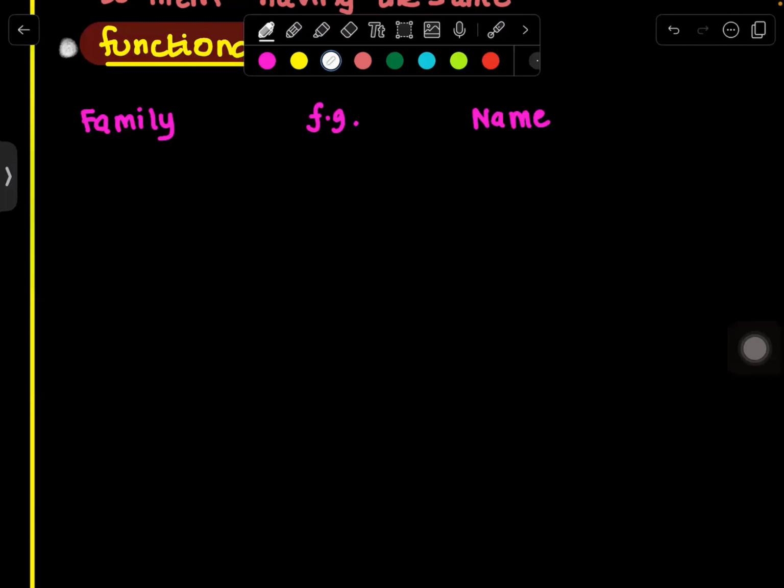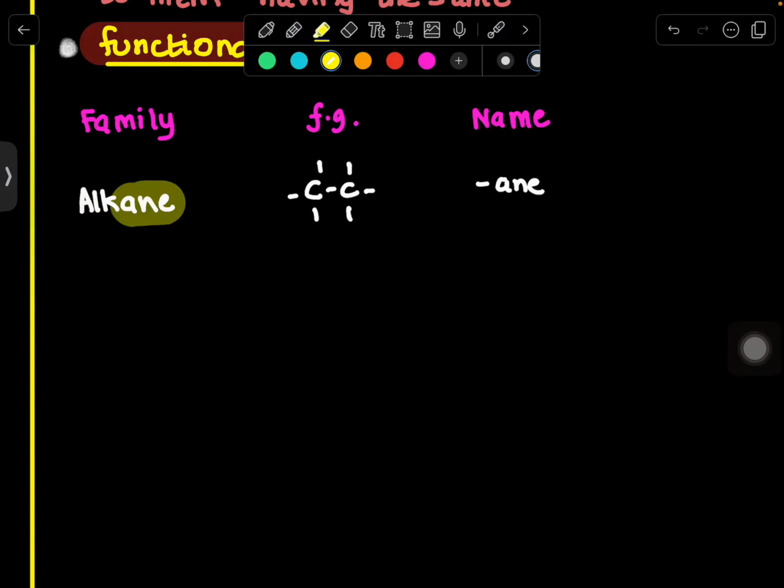The first family that we have is alkane. Alkanes just simply have single bonds between all the carbons and hydrogens. We don't have a specific functional group here. It's like single bonds between carbons and hydrogens. And their names end with ane. That is where this ane comes from. For example, you have methane, ethane, propane, and so on.